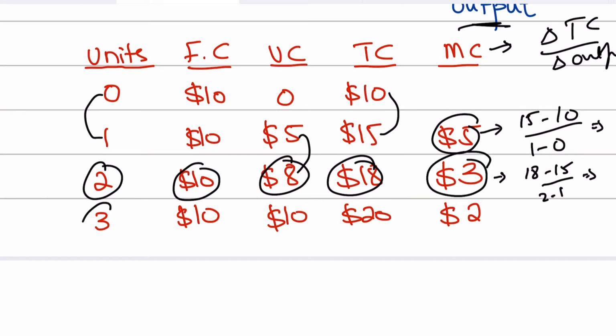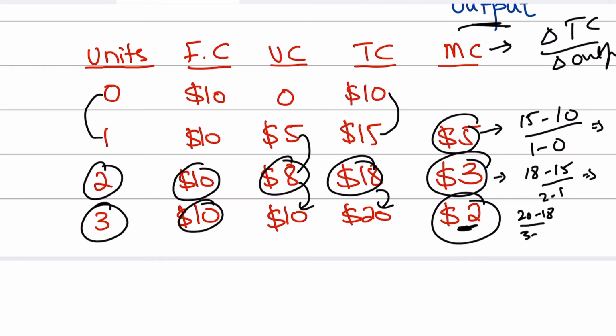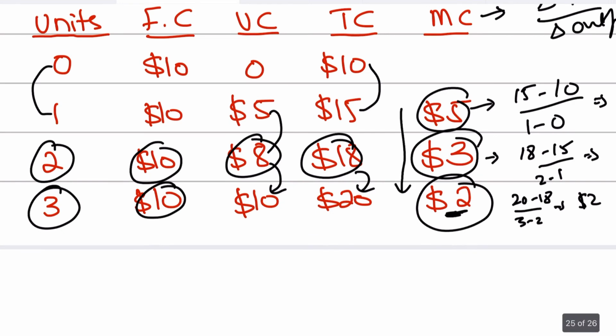Now, because of producing the third unit, the business incurred an additional cost of $2. How did I come up with $2? The fixed cost is 10. The variable cost, let's suppose, rises from 8 to 10, and the total cost rises from 18 to 20. So the difference is 20 minus 18, divided by 3 minus 2, which comes to $2. So we see that the marginal cost is basically going down. But again, that's not what I wanted to explain to you in this video.